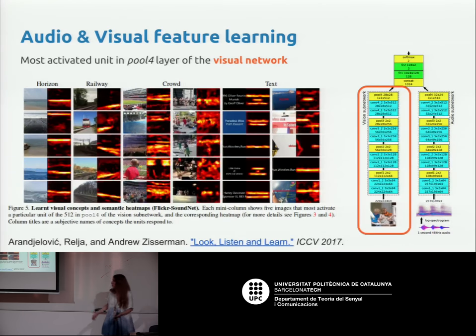If you do that and train from scratch, then if you look at the neurons again, if you look at the visual part, then you see that naturally some of the neurons learn to react to semantic things, so things that make sense, no? Like this one reacts whenever it sees characters, this one when it detects a crowd in the image, this one horizons, and so on. And this is again learned without explicit annotation, which is cool.